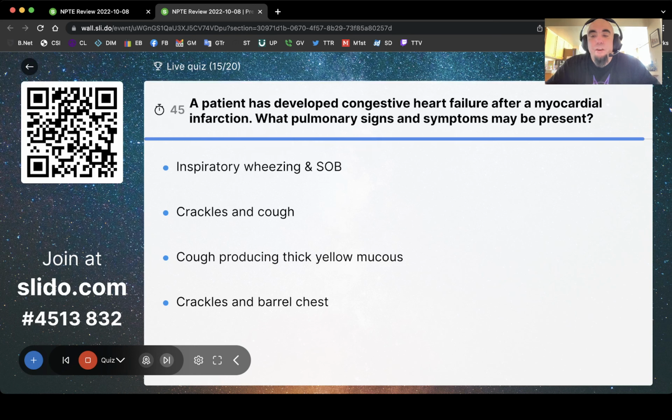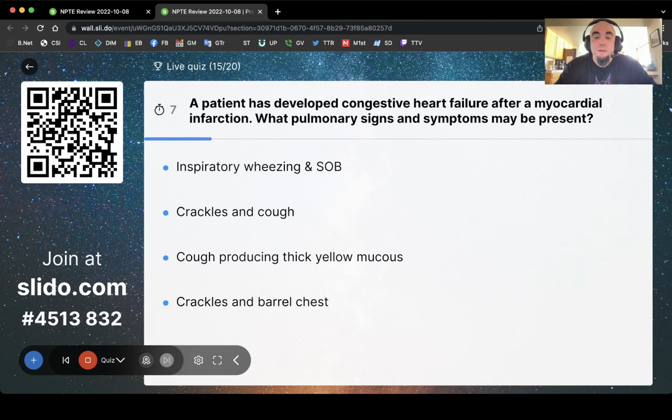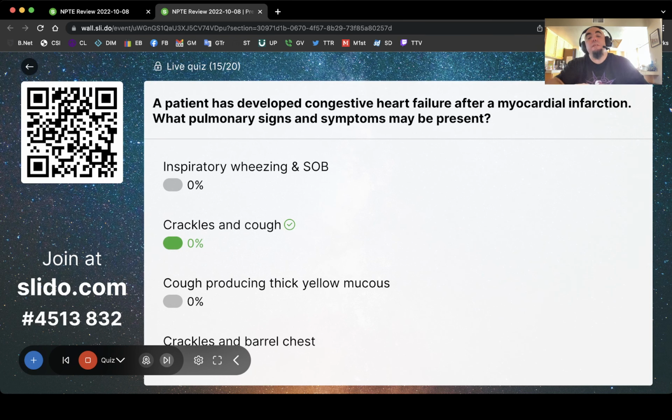Patients develop congestive heart failure after a myocardial infarction. What pulmonary signs and symptoms may be present? Inspiratory wheezing and shortness of breath, crackles and cough producing thick yellow mucus, crackles and barrel chest. So difficulty wheezing and shortness of breath, crackles and cough, so their lungs are cracking and popping when they cough. A cough producing a thick, goopy yellow mucus. Or crackles and barrel chest. So again, they're developing congestive heart failure after MI. So crackles and cough are the most common.